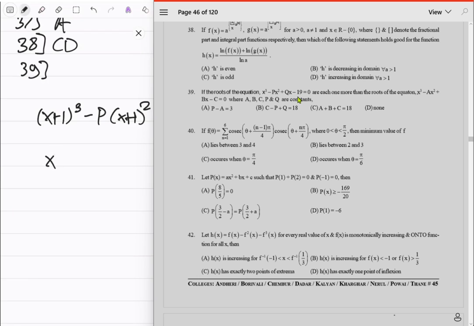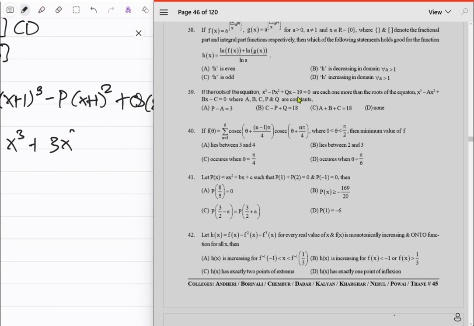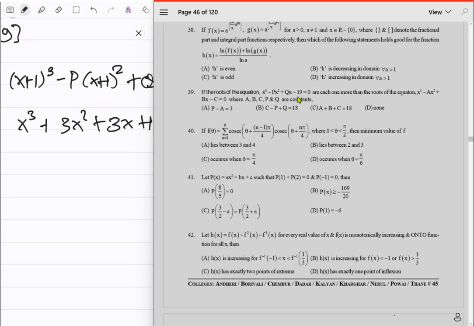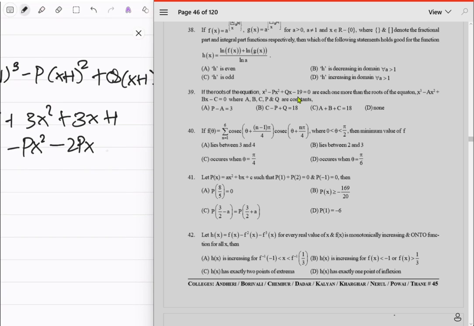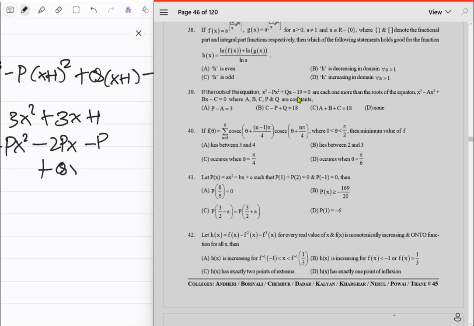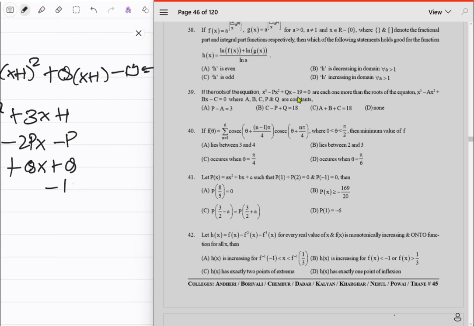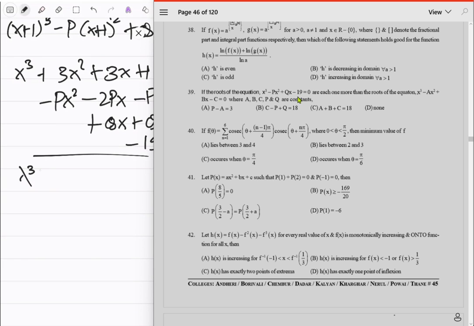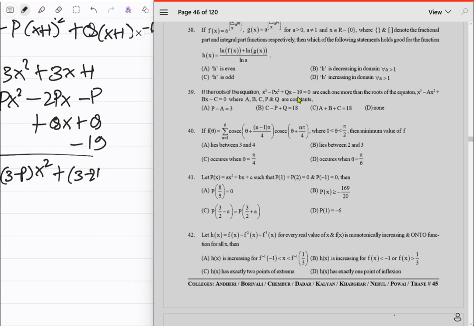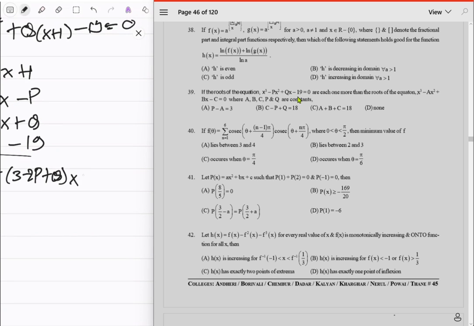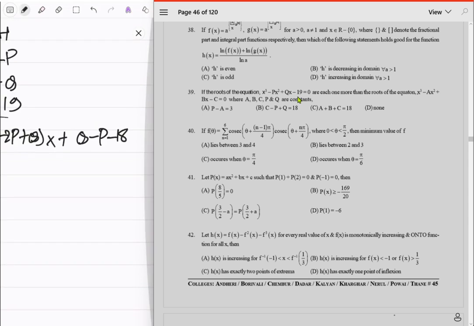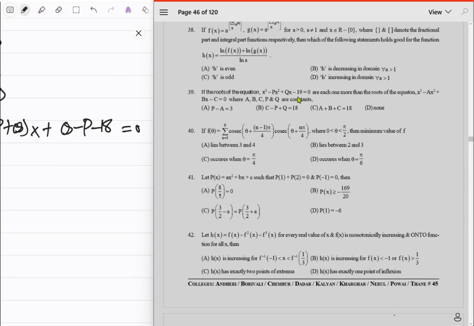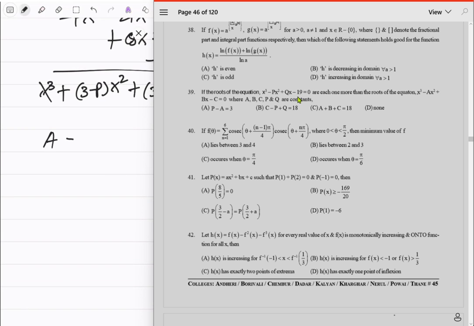So what you get, x cube plus 3x square plus 3x plus 1, okay, then minus p x square minus 2px minus p, then plus qx plus q, then minus 19. Add all of this up, we get x cubed plus (3 minus p) x squared plus (3 minus 2p plus q) times x plus, I should say, q minus p minus 18 equal to 0, right? And this equation is the same as that equation. Okay, so then a is just equal to, oh, a is negative, है बढ़िया.